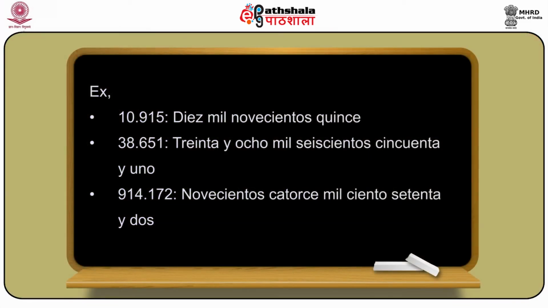Now let's take some more examples of the numbers that you have learned after 10,000. So for example, if we say 10,915, so 10,000 as you have learned is diez mil, 900 is novecientos, and 15 is quince. So we add all these together and we can say 10,915. Same way, if we say 38,651, so 38,000 is treinta y ocho mil, 600 is seiscientos, and 51 is cincuenta y uno. So 38,651 will be said by adding them together.